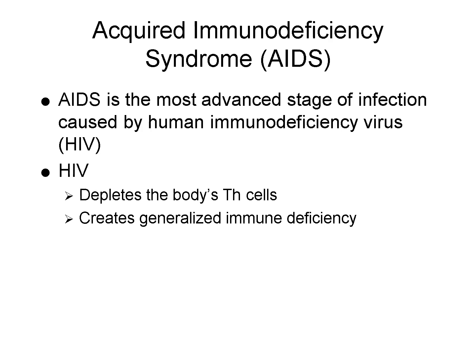AIDS is the most advanced stage of infection caused by the human immunodeficiency virus, or HIV. HIV attacks and depletes the body's T helper cells, leading to a generalized immune deficiency. As the number of T helper cells declines, the body becomes increasingly vulnerable to opportunistic infections and certain cancers, eventually resulting in life-threatening illness if untreated.